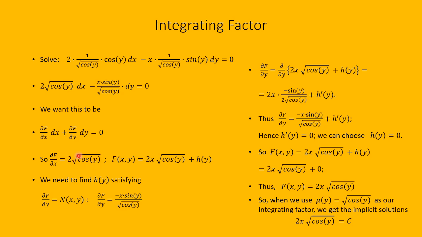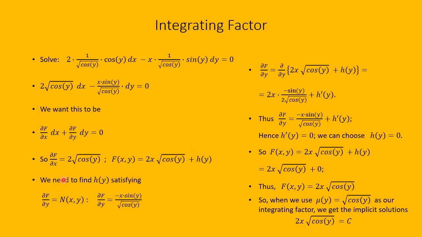Integrating this with respect to x, treating y as a constant, we get f of x,y is 2x times square root of cosine y plus an arbitrary function of y. This more or less plays the role of an arbitrary constant when we're looking at anti-differentiating partial derivatives. Okay, so f of x,y is equal to this. What we need to do is to find out what this h of y is so that we can find the solution to our differential equation, our exact differential equation.